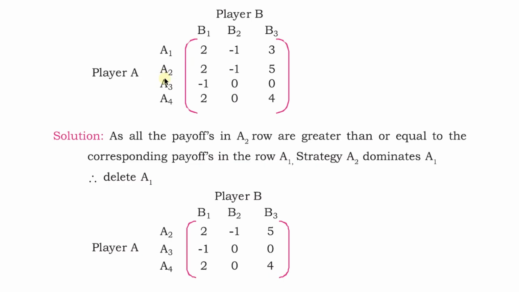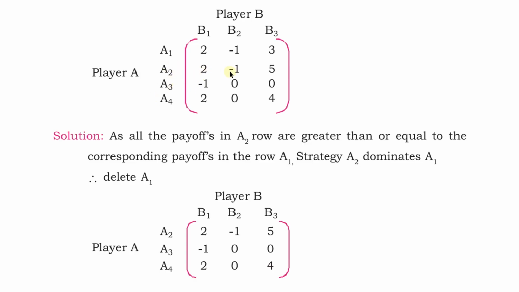Now let us consider this A2 strategy by player A. Always the problem here begins with a row. So the first step is about the row deletion. The second step is about the column deletion. So the pattern is row, column, row, column. This is how we have to start. We have to start the problem with a row. Okay.